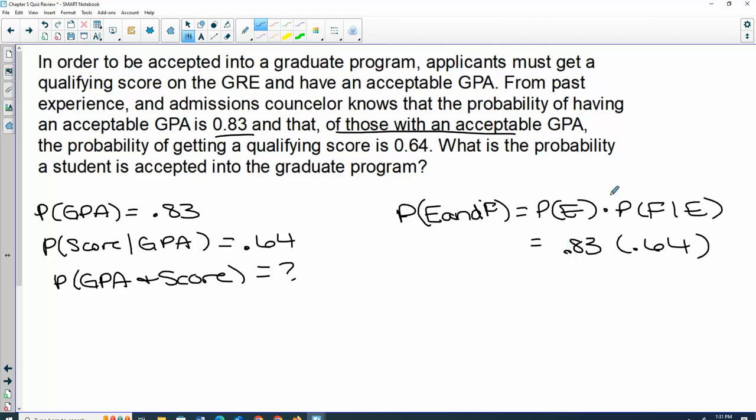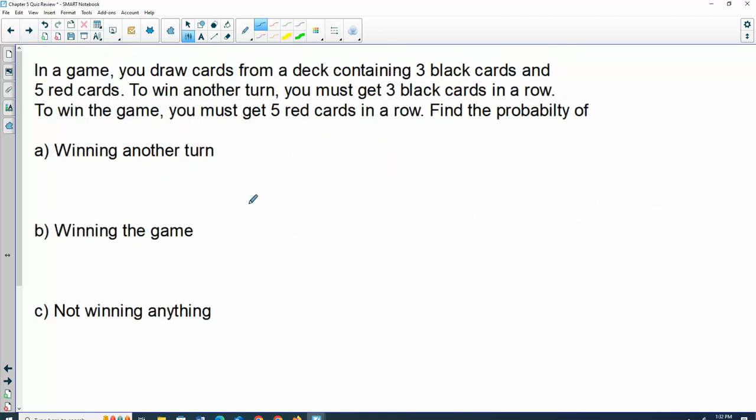So when in doubt, write your formula. Your two options are either multiplying or dividing in this case, depending on what I give you and what I ask for. So if you look at your formula, you can figure out which one you need. Alright, any questions there? Let's look at this one.